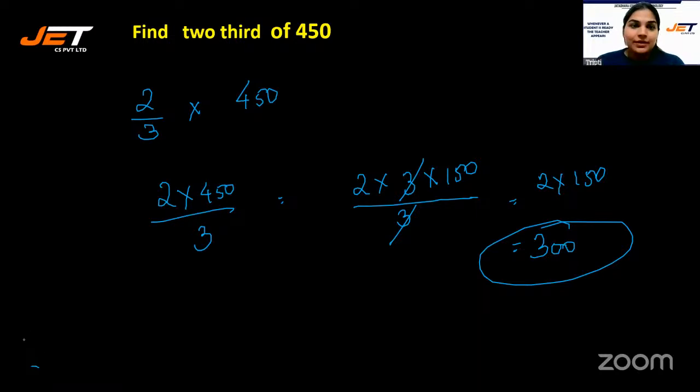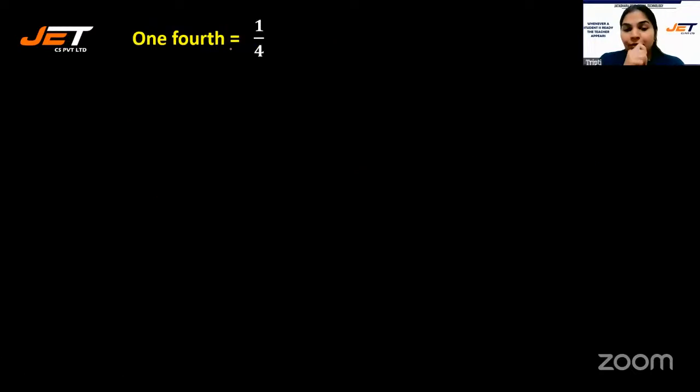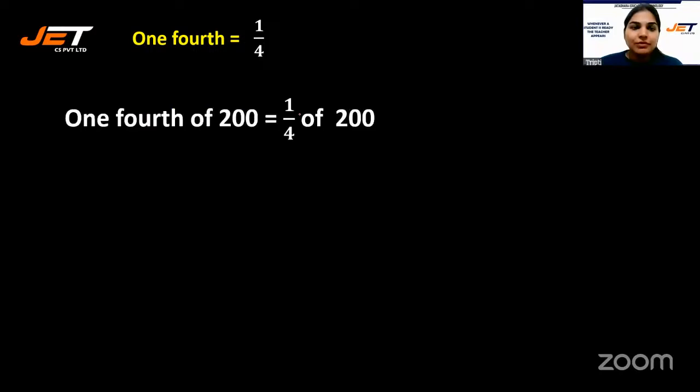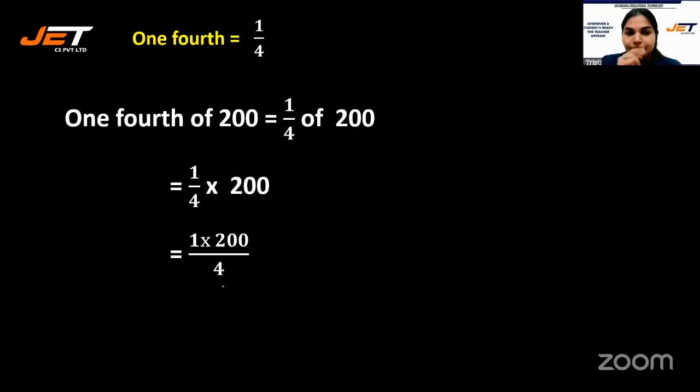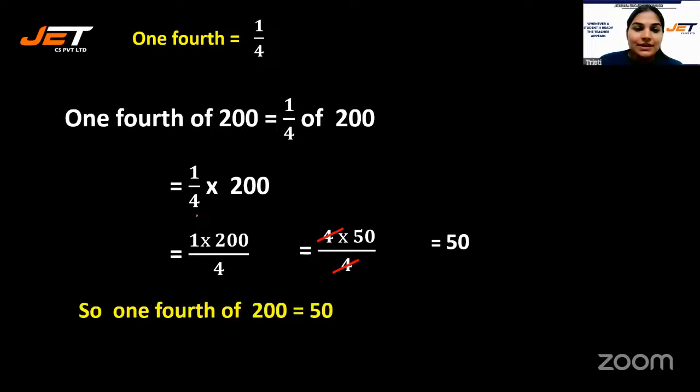Now moving on to 1/4. Yeah, good, very nice. 1/4 of 200. 1/4 is simply 1 by 4 of 200. 1 by 4 of means times. Here, 1 times 200, in the denominator we have 4. I can write this 200 as 4 times 50. 4 cancel, 50 is my answer. That means 1/4 of 200 is 50.